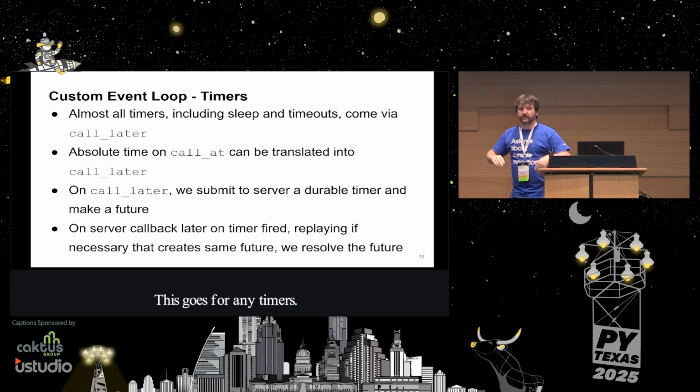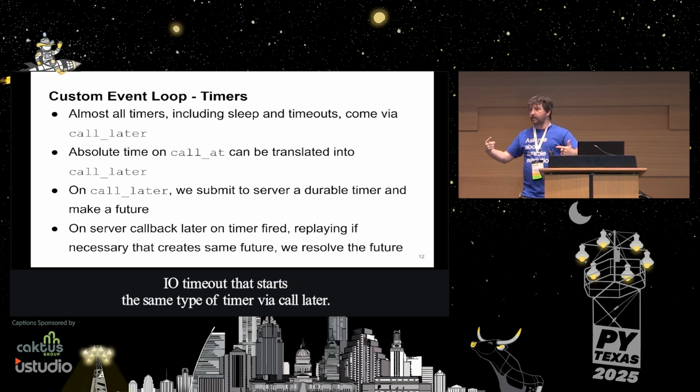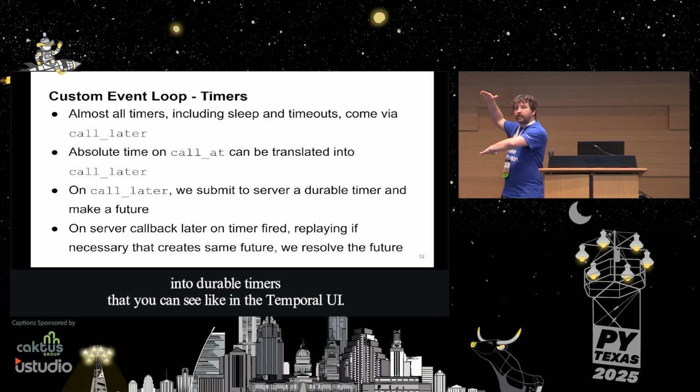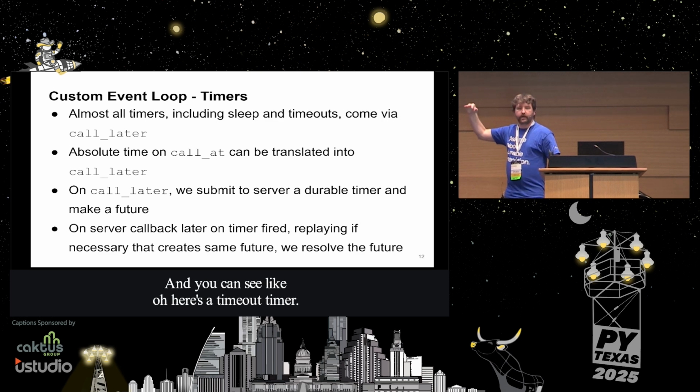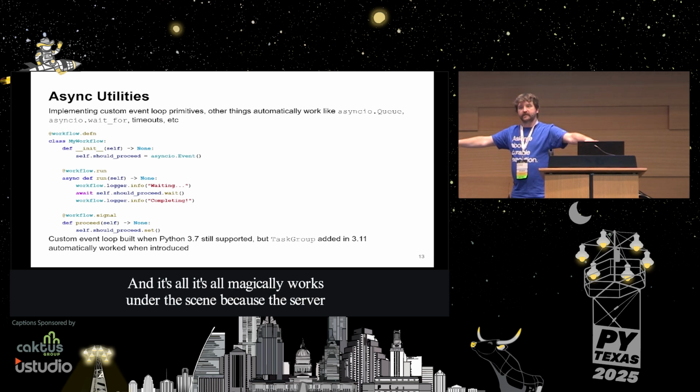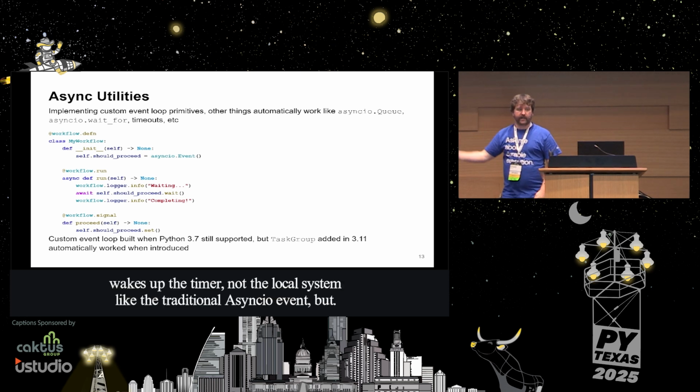This goes for any timers. So now if you use something like asyncio.timeout, that starts the same type of timer via call_later. So all of these are translated into durable timers that you could see in the Temporal UI. And you could see, oh, here's a timeout timer, here's this timer, here's a sleep timer, whatever. And it all magically works under the scenes because the server wakes up the timer, not the local system like the traditional asyncio event loop.